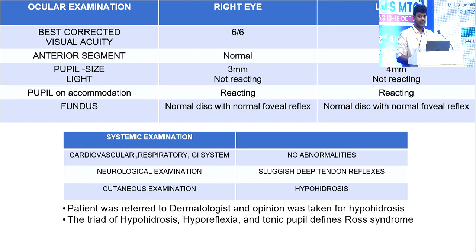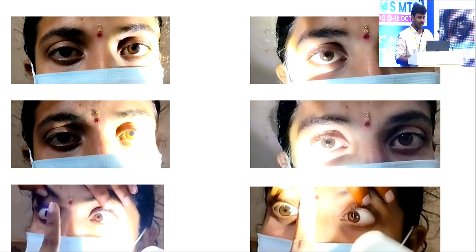This patient was referred to the dermatologist, and an opinion was taken for the hypohidrosis to confirm the case, and it shows that there is a triad of hypohidrosis, hyporeflexia and tonic pupil, which defines Ross syndrome. This is the patient where on the direct light reflex the pupil is not getting constricted, but on accommodation we can see the pupil getting constricted to 2 mm.